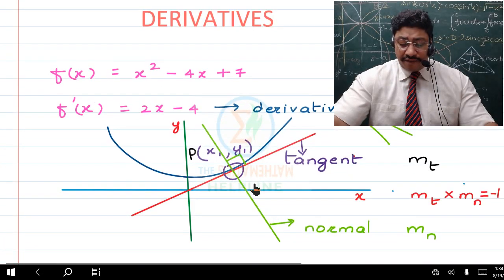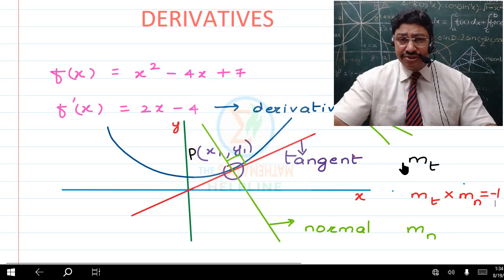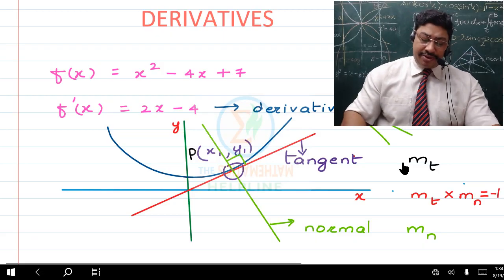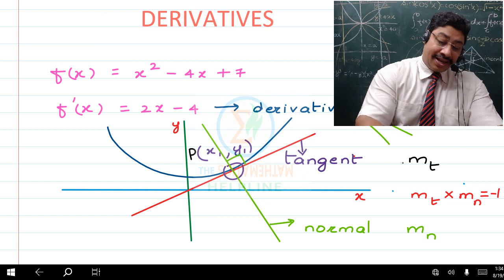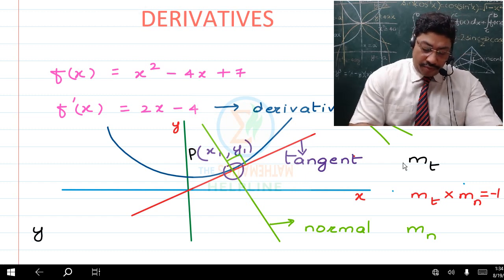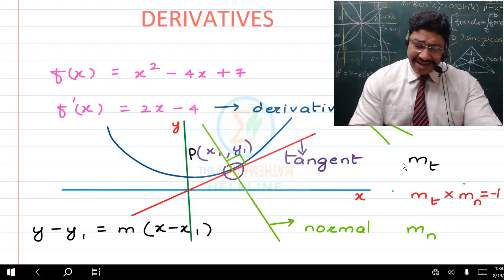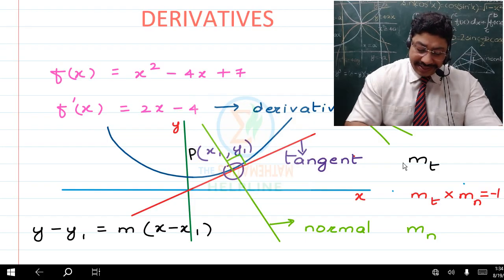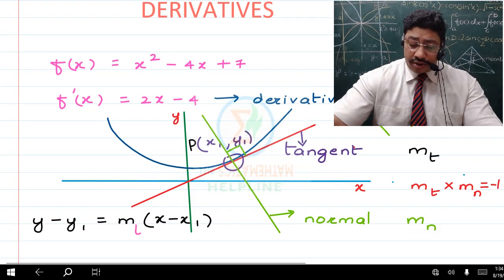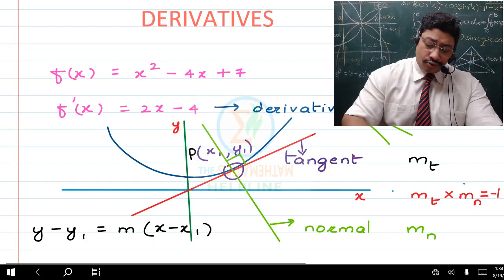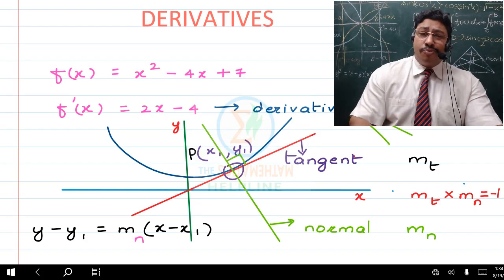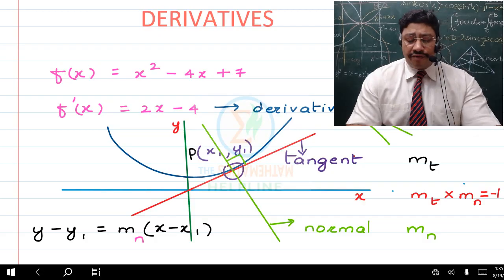And since you have this point at which the slopes of the tangent and the normal have been found, if you want to find the equation of the tangent or that of the normal, you will directly be using an equation which you studied in class 10, that is the one-point form: y minus y1 is equal to m times (x minus x1). Now children, when you talk about the tangent, you'll be replacing this m by mt. However, if you are talking about the slope of the normal, then you'll be replacing it by mn, which is the slope of the normal.